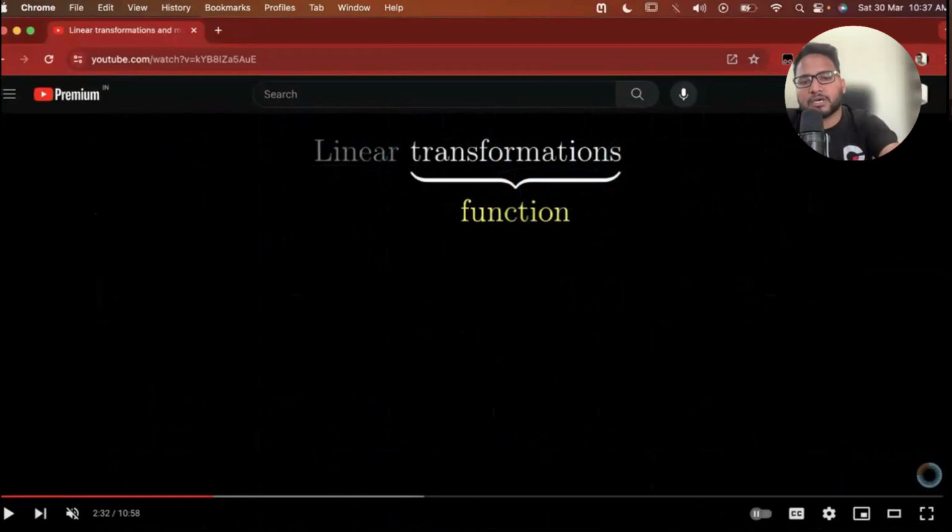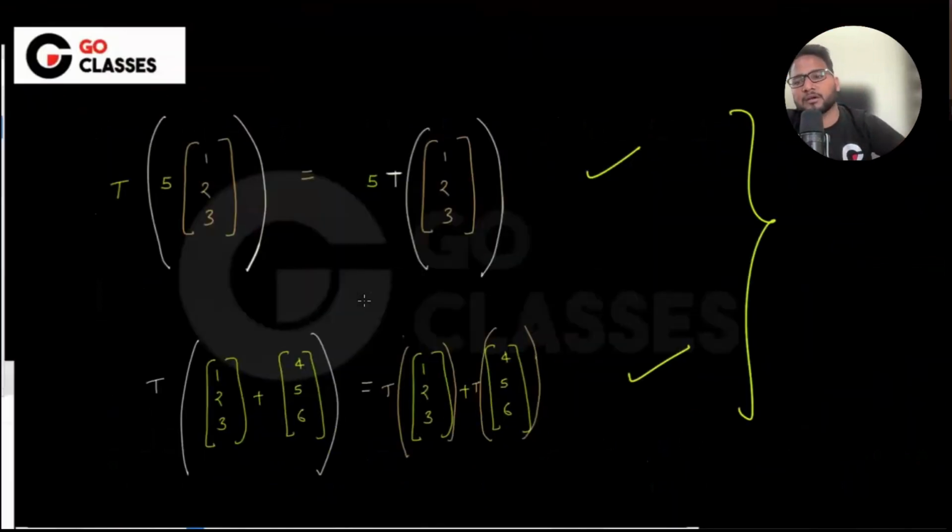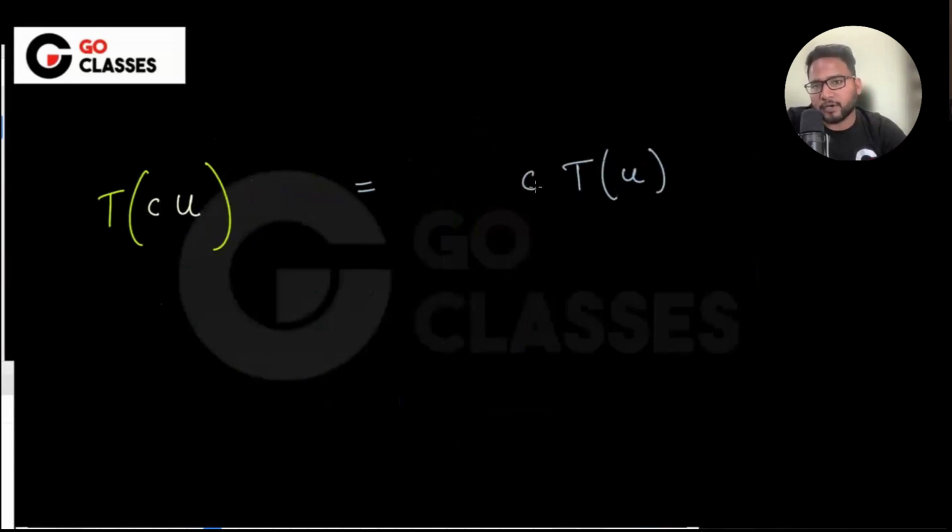Now let's just try to understand first mathematically, then we may switch back to this particular visual representation. So what I mean to say is that you have some vector. Let's suppose you have some vector u, and then you multiply this vector by c. Then you take the transformation of cu. It is the same as you first take the transformation and then you multiply.